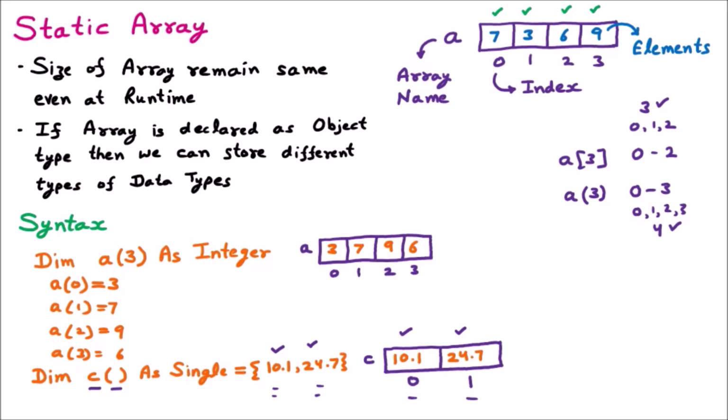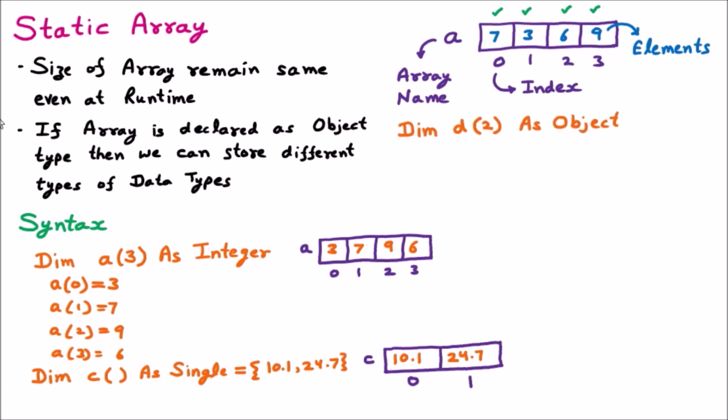Now we are taking another example. Dim D2 as object. So here the array is declared with the name D, and we know that if it is 2, it will start from 0, go till 2. That means 3 values can be taken, or 3 elements can come inside. Now the type of array is object. That means it can take multiple data types. It is not fixed to any single data type.